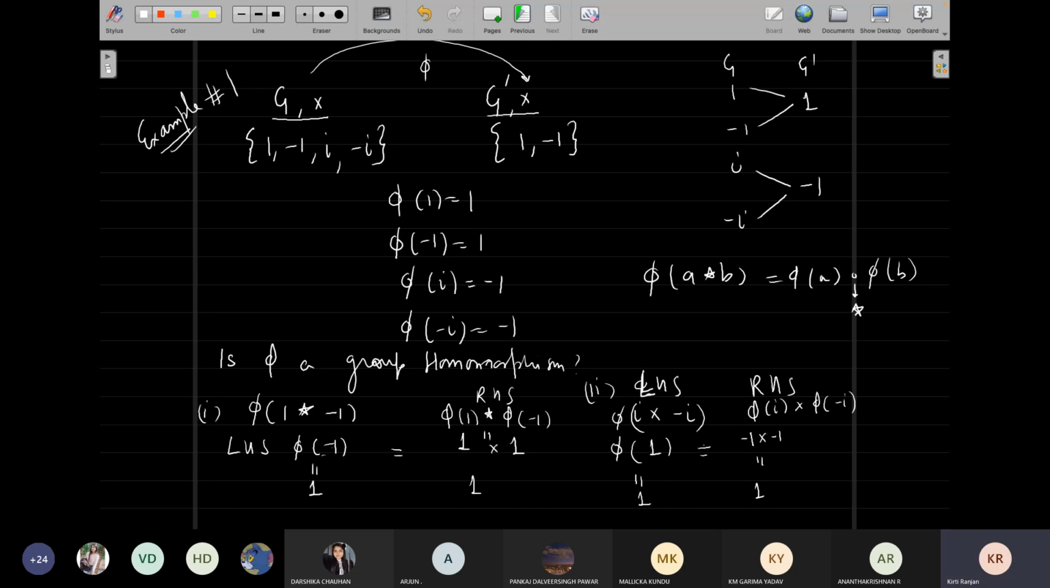Yes, sir. Please do it for the rest of the two elements at least. Since it's an abelian group, let's not worry about i into minus i or minus i into i. But let's just do it for two more elements and tell me whether you find that the relation holds true for all the elements for this mapping, where two of these are mapped to this. Please do that.